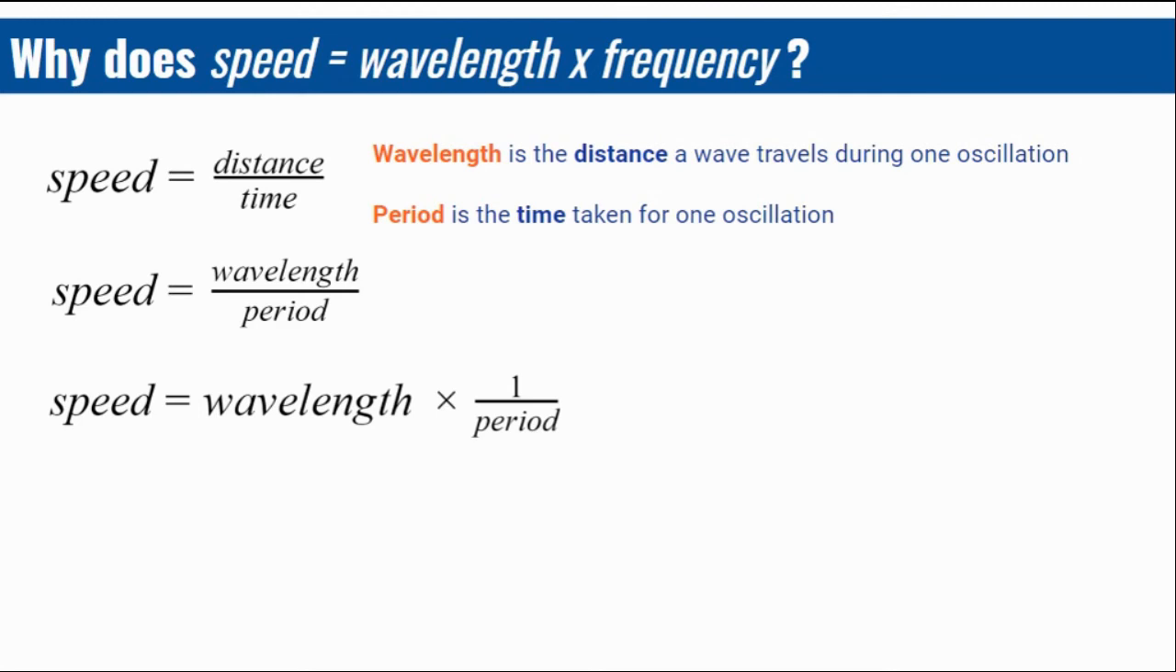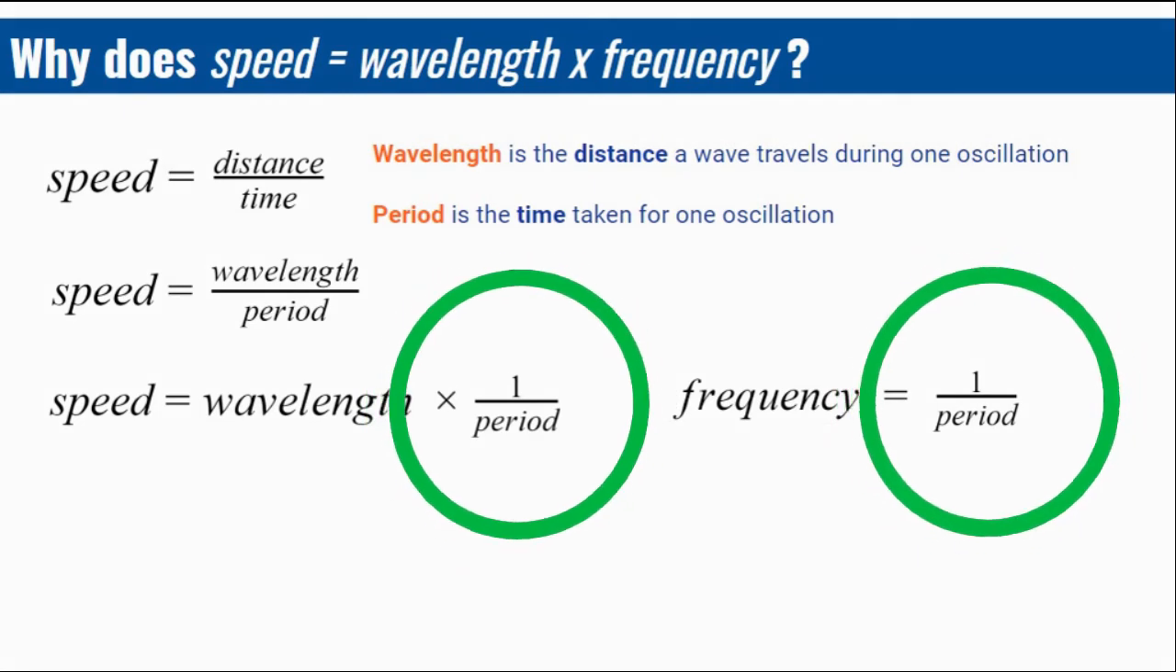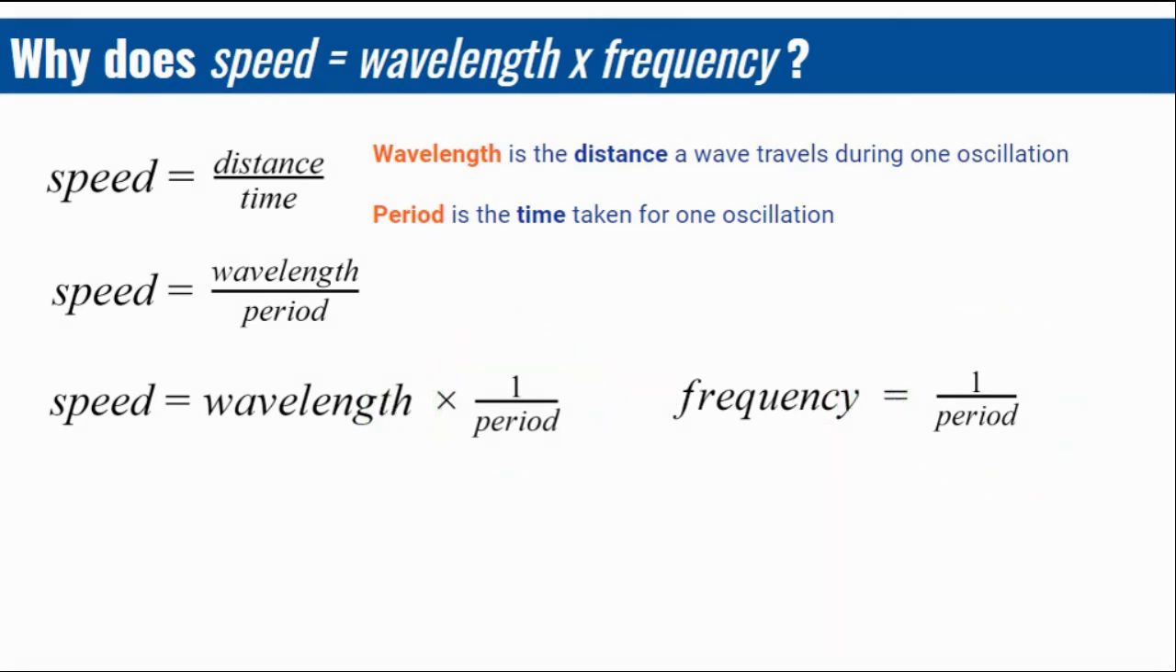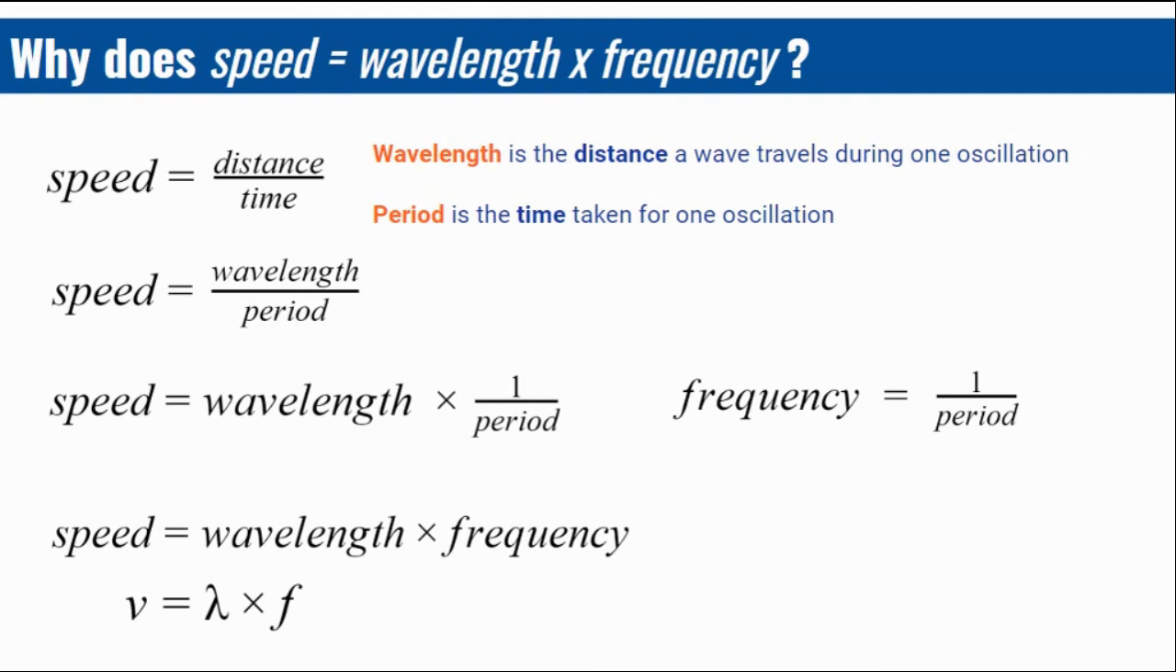And we've also just seen that frequency is equal to 1 over period. So in the equation speed equals wavelength times 1 over period, we can replace 1 over period by frequency. And that gives us the wave speed equation. Speed equals wavelength times frequency, or abbreviated to v equals lambda times f.